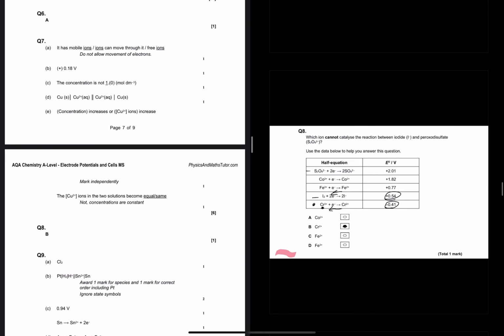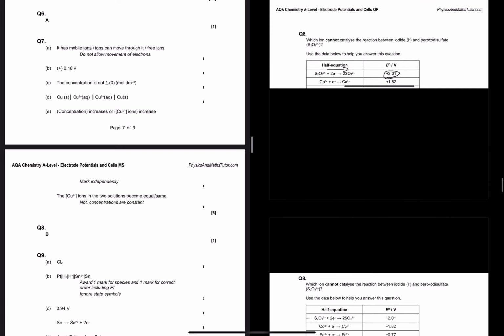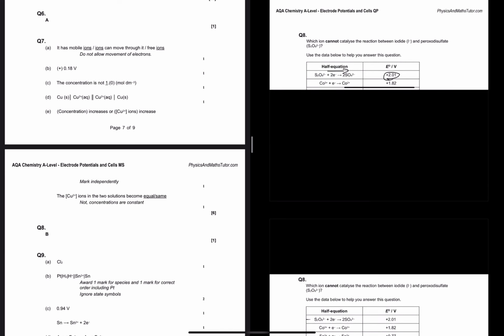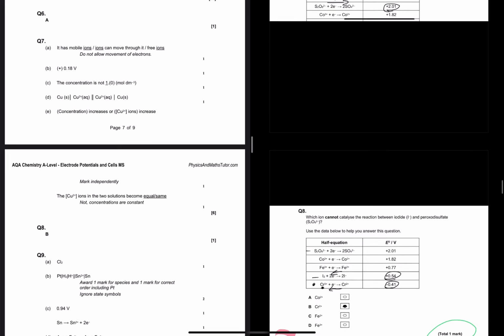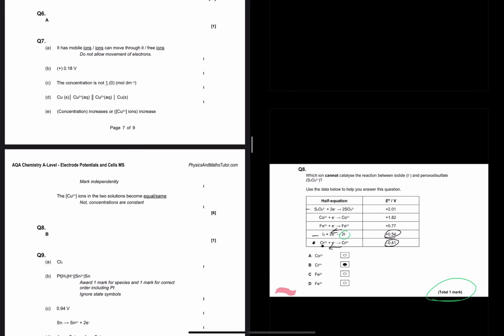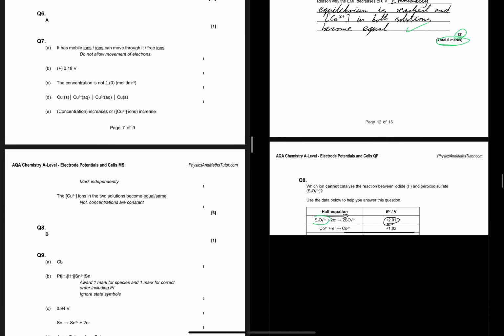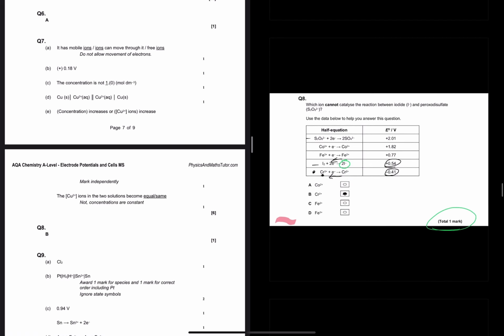And then this here, the answer is B. The answer was B. Now, why is it B? The question is: which ion cannot catalyze the reaction between iodide, I minus, and this? Because that doesn't make any sense. It would be Cr3+ then in this case, right?